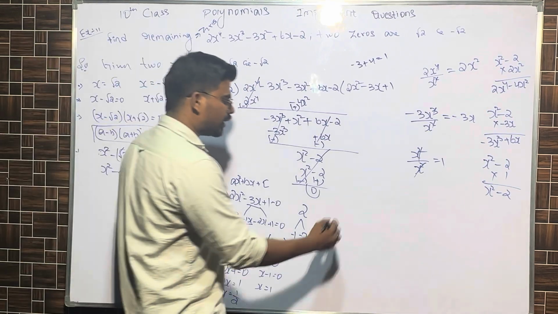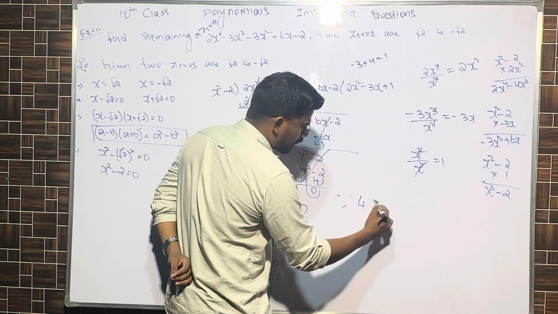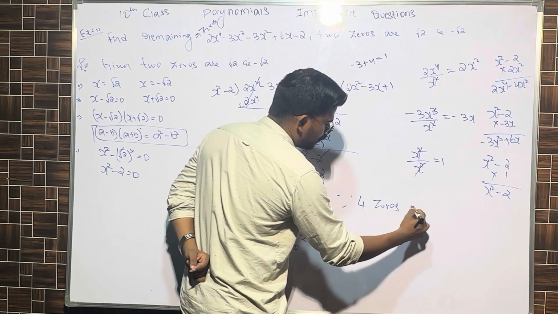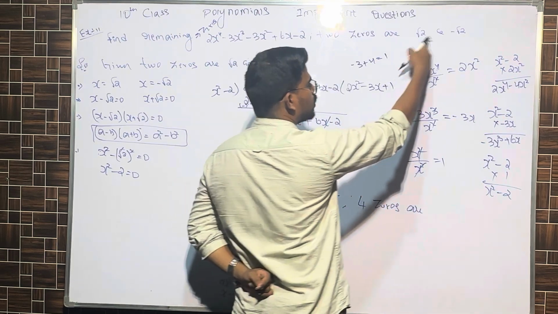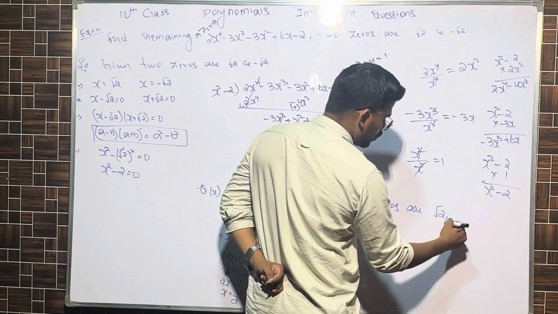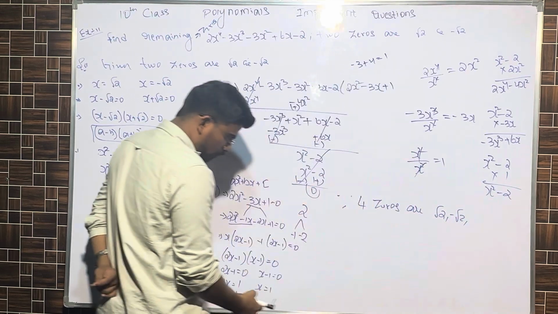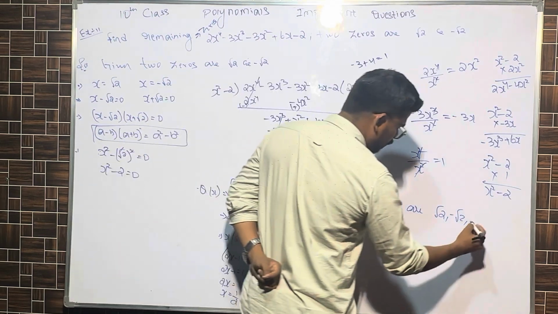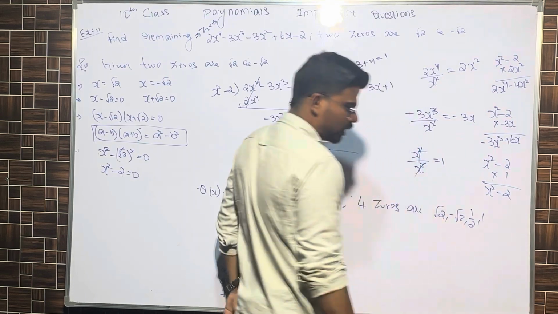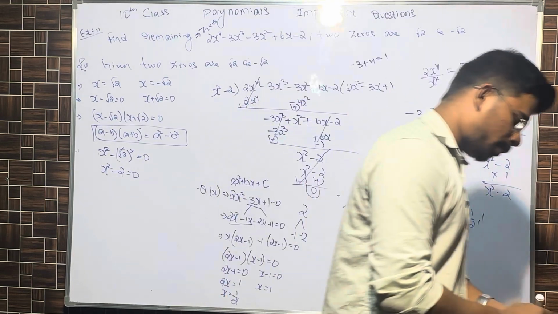So therefore all the 4 zeros are, what are the 4 zeros? 2 zeros he has already given, which are root 2 and minus root 2. What else did we find? 1 by 2 and 1. So these are all 4 zeros of the polynomial.